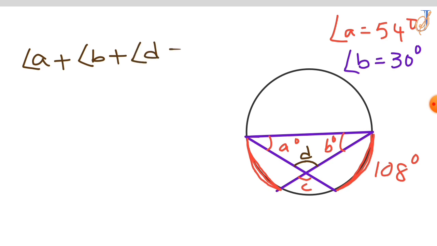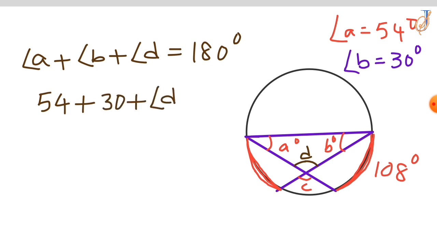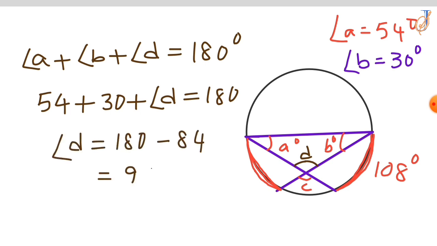So the sum of the angles is equal to 180 degrees. Angle A is 54 degrees, angle B is 30 degrees. Then angle D we don't know, just write it as it is. Then that is equal to 180. So from here we can find out 180 minus 84, which gives 96 degrees. So that means angle D is 96.